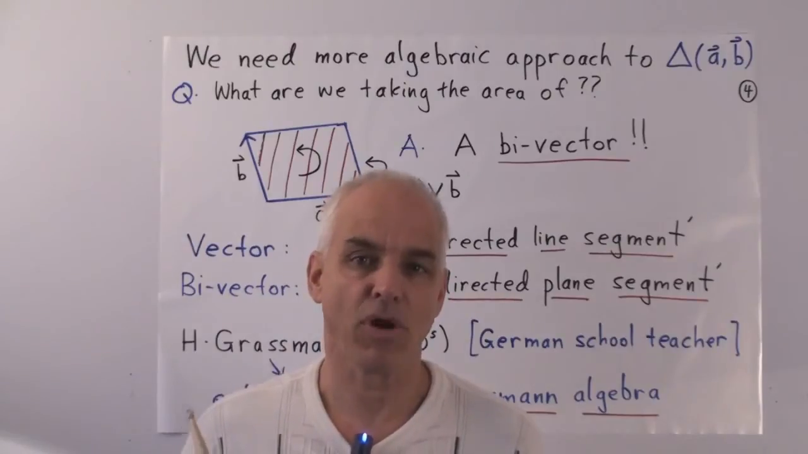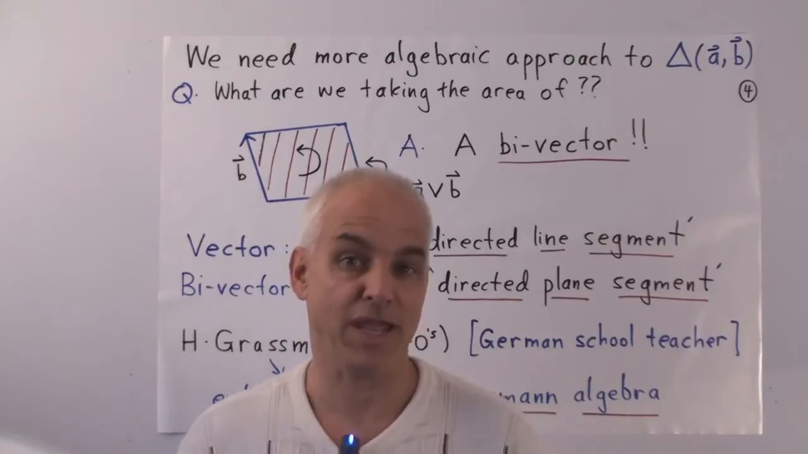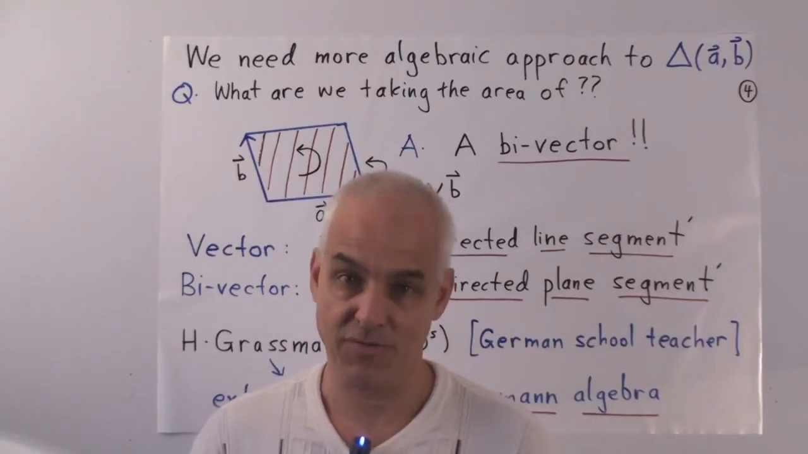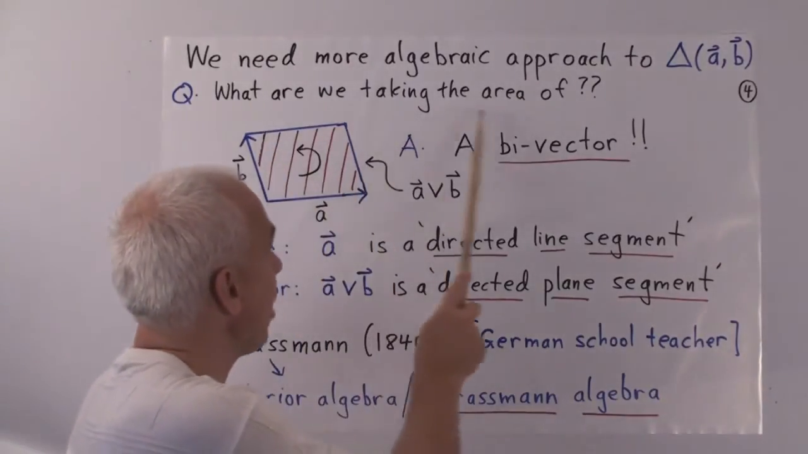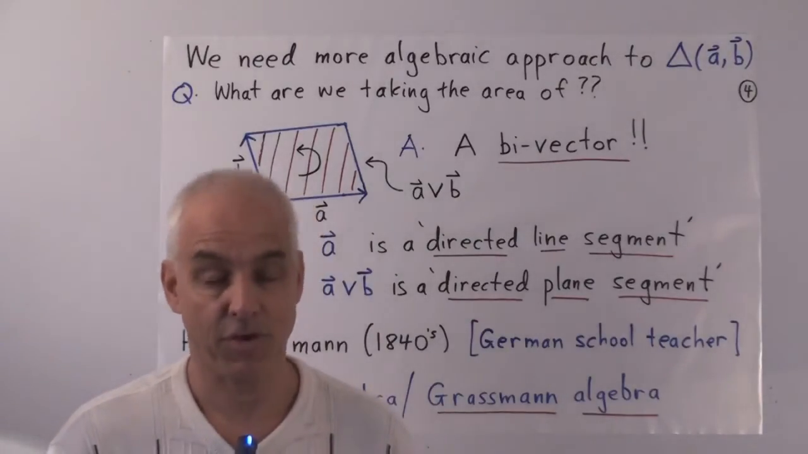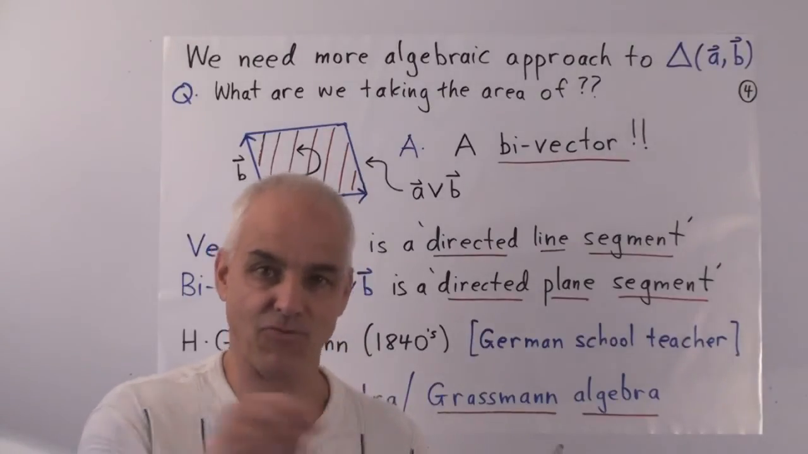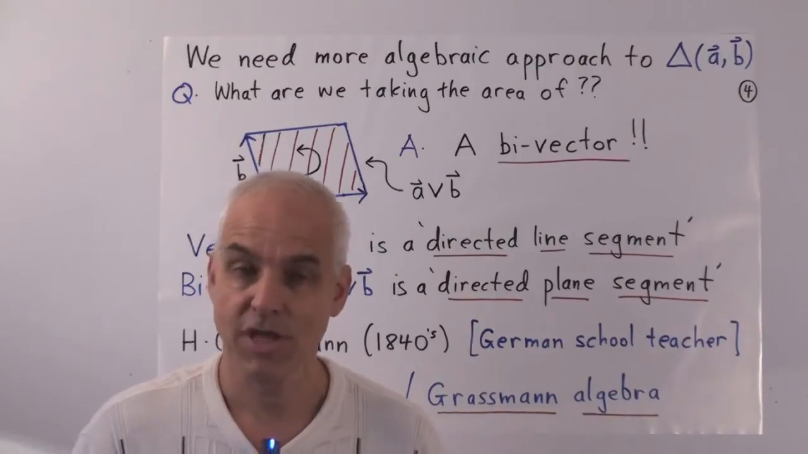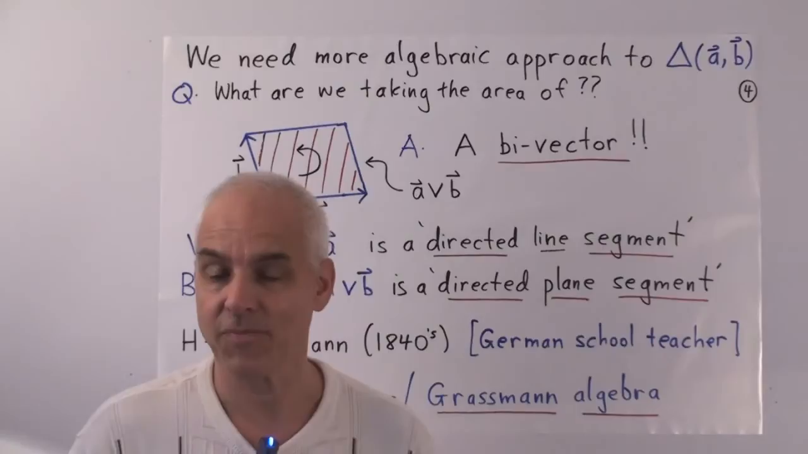So we need a little bit more conceptual understanding of what it actually is that we're doing when we're measuring area. And a good way of focusing our attention on the right issue is to ask this question: what exactly are we taking the area of? Well, you could say, well, a parallelogram. Yes, but what exactly is a parallelogram when we draw that? Is it a set of points? Is it an equation? Is it given by its four corners?